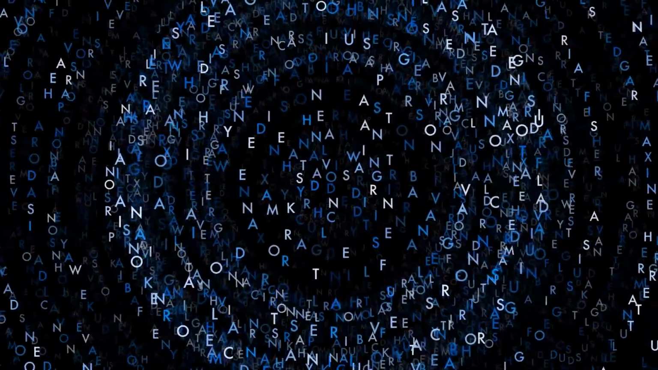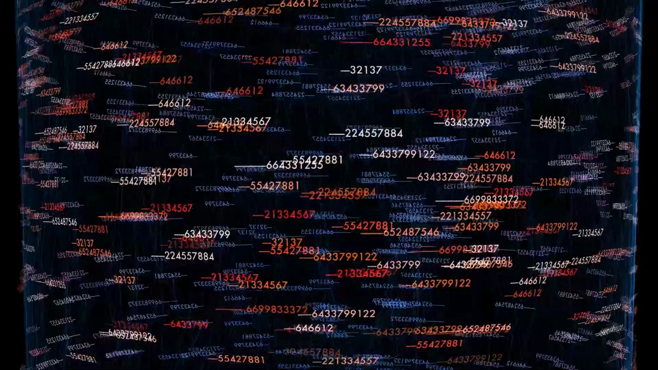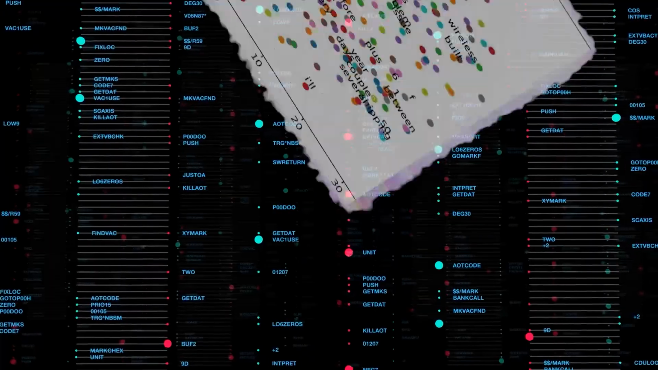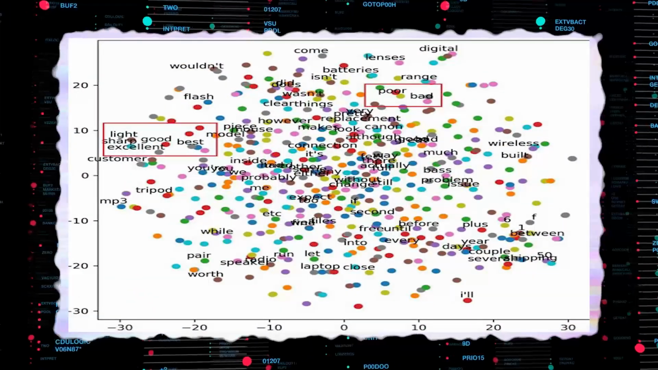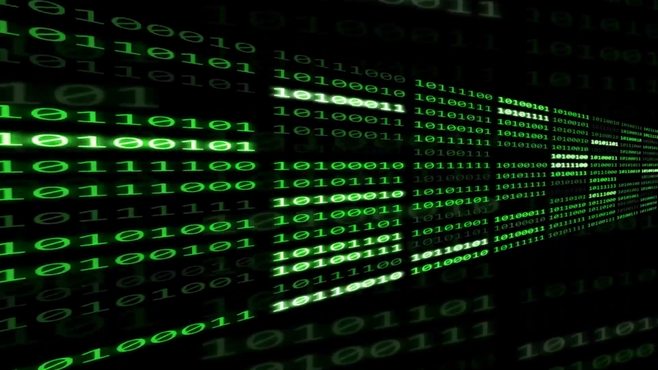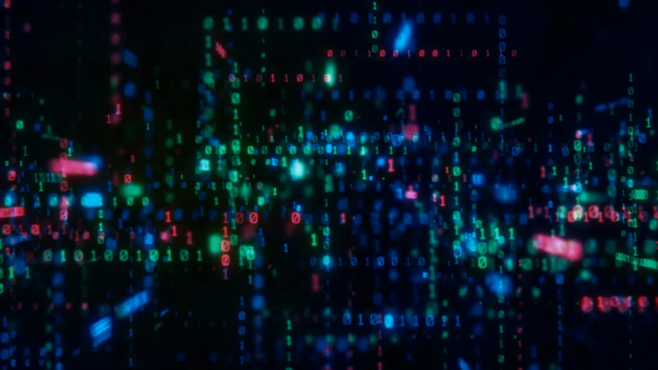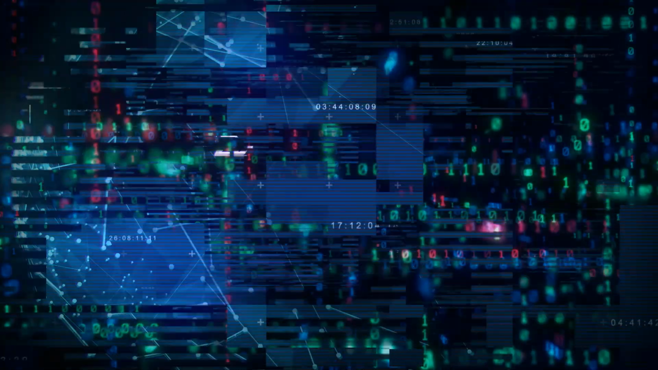Think of it like this. If the words dog and cat appear in similar sentences often, the AI learns to bring their embeddings closer together in the vector space. The closer the vectors are, the more similar their meanings. As the AI learns, it refines the vectors, improving the semantic understanding. This process happens during training, where the model uses backpropagation to adjust the vectors, improving the AI's understanding of each word's meaning.